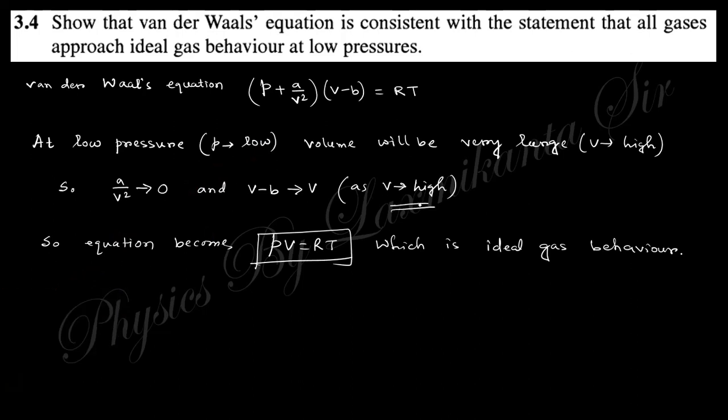Volume is very high. So if volume is very high, this can be neglected because 1 by V square, V is very large, so this can be neglected, and V minus b can be written as V only because this is very large and this is very small, so this becomes V. So if you substitute this as 0, there is P only, and V minus b is V, so PV equals RT, which is the behavior of an ideal gas, right? Go to the next one.